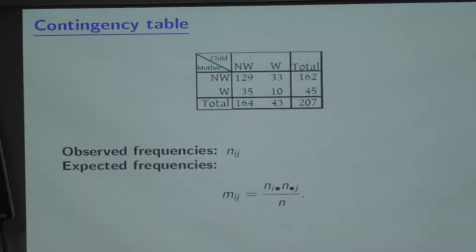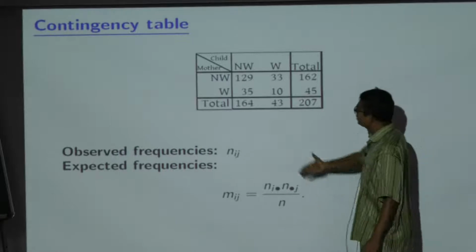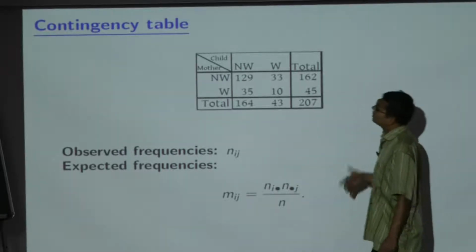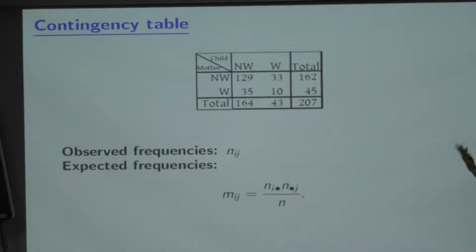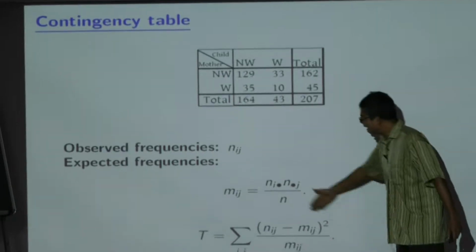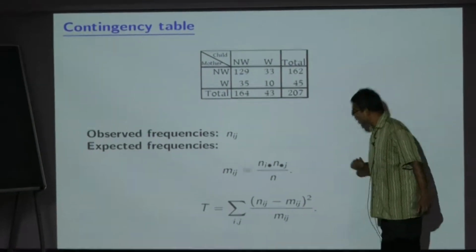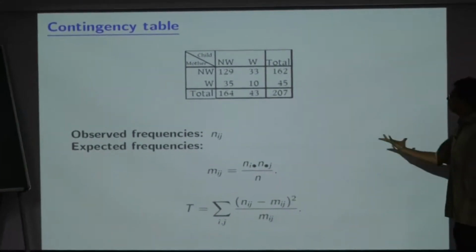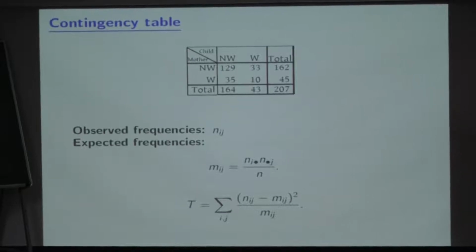So I am not explaining it any further because I guess most of us are already familiar with this. Basically our aim is to compare these nij's with the mij's. If they are pretty close, we will say that there is not much association, and if they are far apart, then we will say that there is some association. And this is the standard chi-square statistic by which you measure whether the nij's differ a lot from the mij's. That is kind of a distance measure.